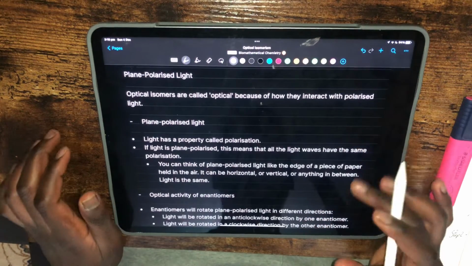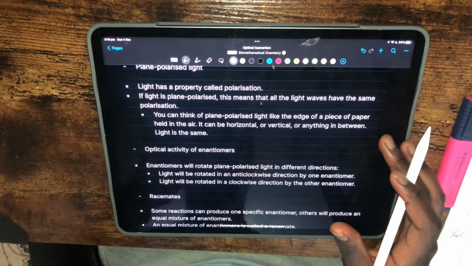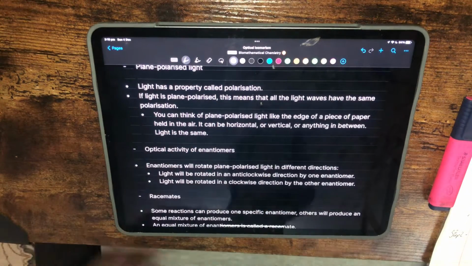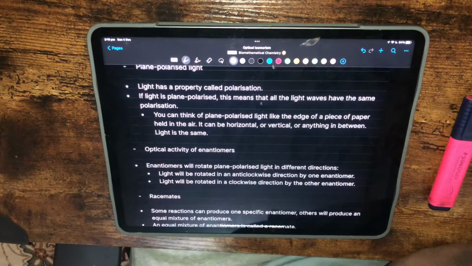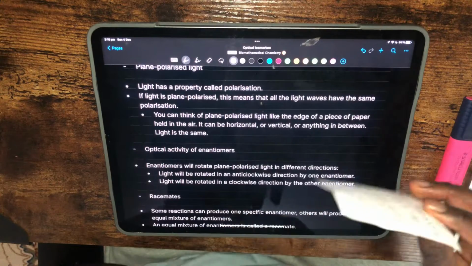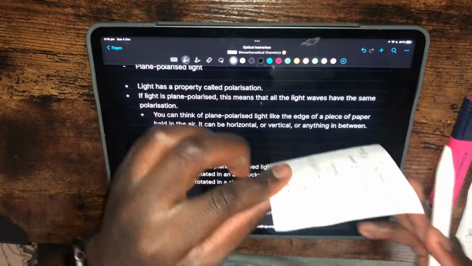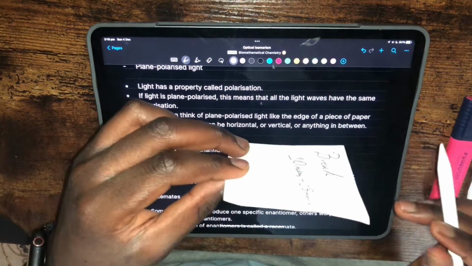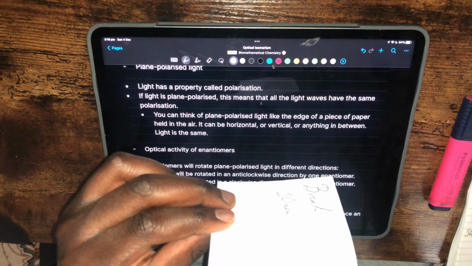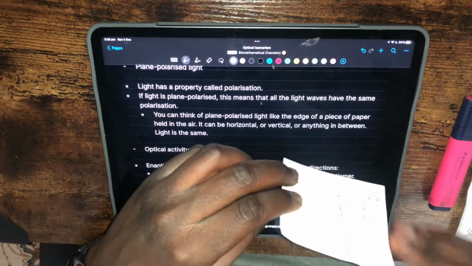Light has a property called polarization, and if light is plane polarized, this means that all the light waves have the same polarization. You can think of plane polarized light like the edge of a piece of paper held in the air. It can be horizontal, it can be vertical, or anything in between. But you have to see the idea that the light is all traveling in the same plane. It can be like this, but they're all traveling in one plane, right?